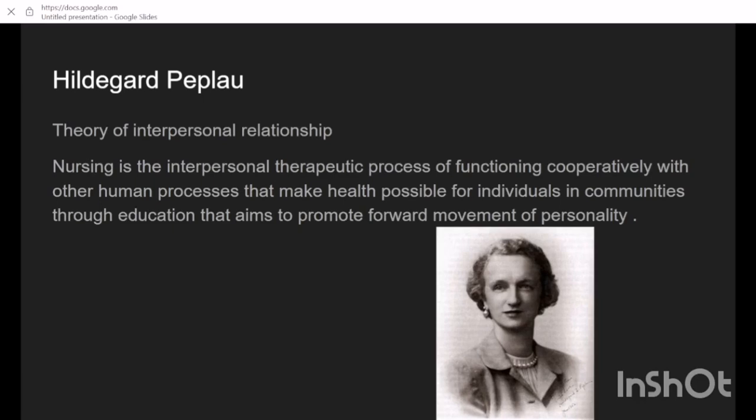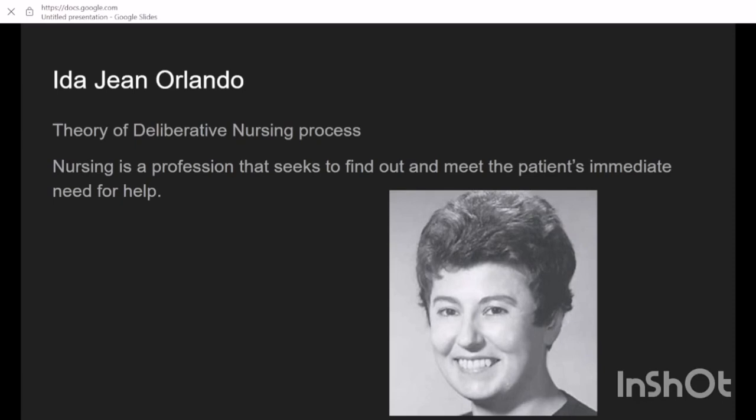Ida Jean Orlando, Theory of Deliberative Nursing Process. Nursing is a profession that seeks to find out and meet the patient's immediate need for help.